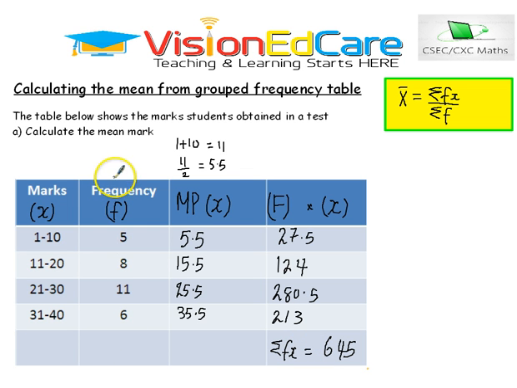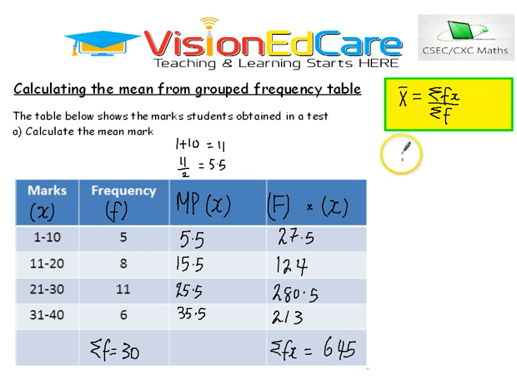Now what we need to do, we need to find the total number of people who did the test as well. So we add up the frequency, which is sum of f, I'm using this notation, which means sum of frequency, and that is 30. So to find the mean, we just divide 30 into the total there, into the group total.